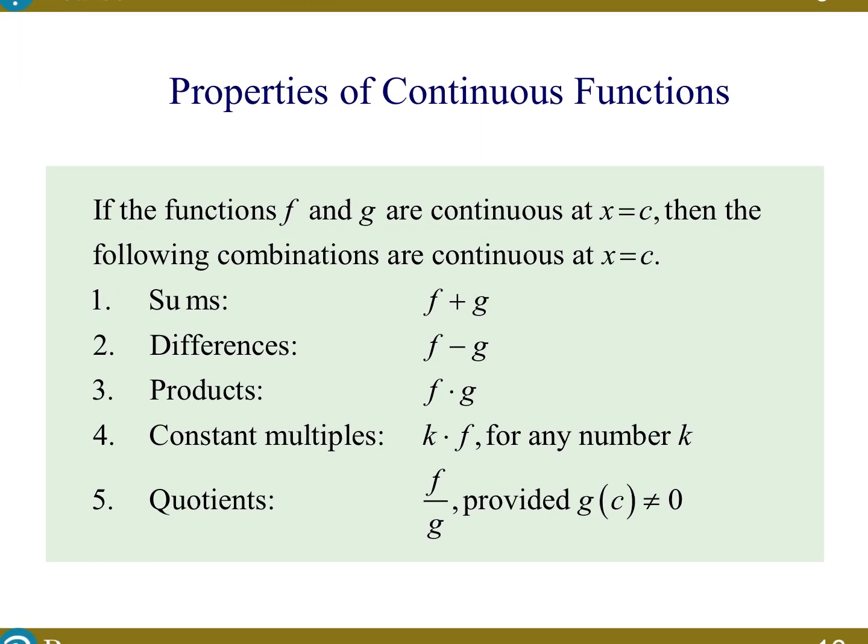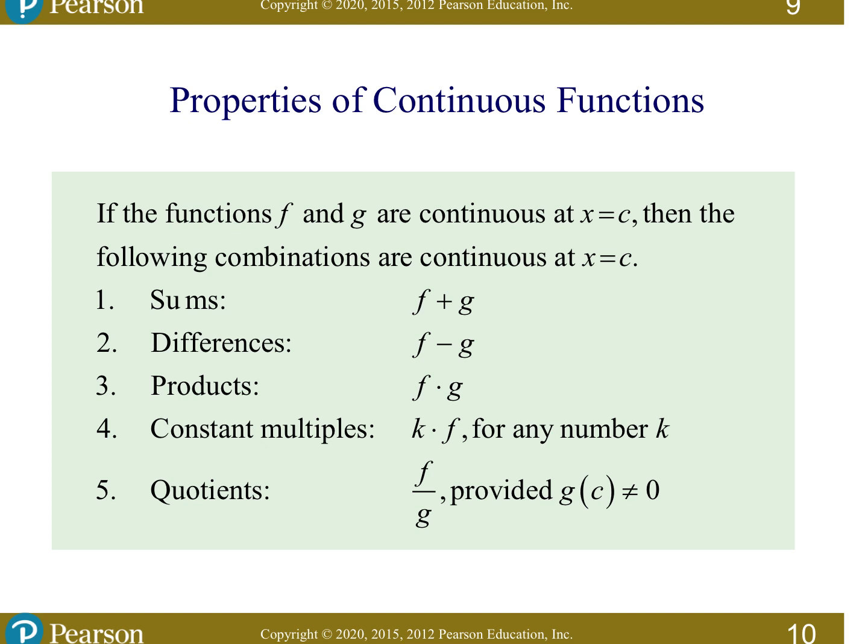When things are continuous, you can do lots with them. If two functions are continuous, you can add them, subtract them, and multiply them. You can do what's called scalar multiplication, where you multiply by a constant. And you can divide as long as the denominator is never equal to 0 at any given time.